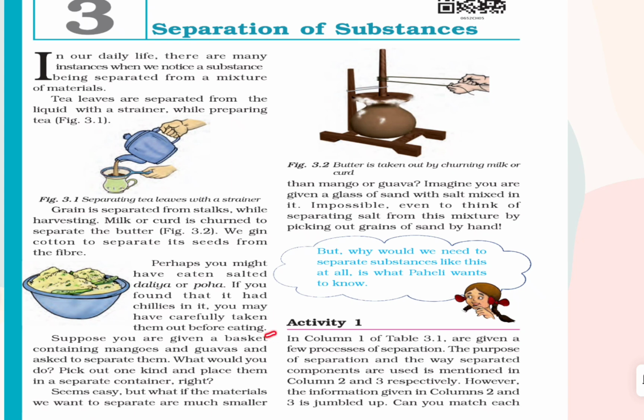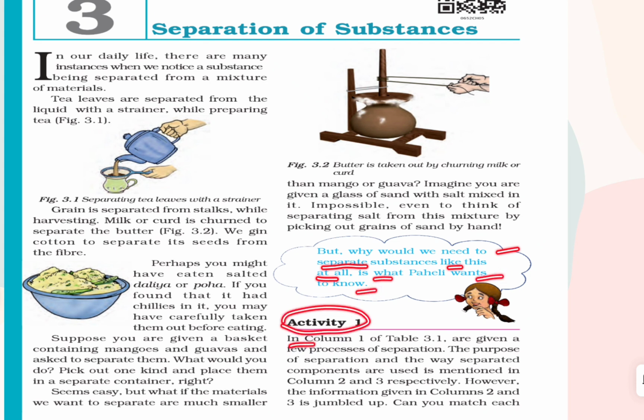Suppose you are given a basket containing mangoes and guavas and asked to separate them. What would you do? Pick out one kind and place them in a separate container, right? Seems easy, but what if the materials we want to separate are much smaller than mangoes or guavas? Imagine you are given a glass of sand with salt mixed in it. It is impossible to even think of separating salt from this mixture by picking out grains of sand by hand. But why would we need to separate substances like this at all, is what Paheli wants to know.